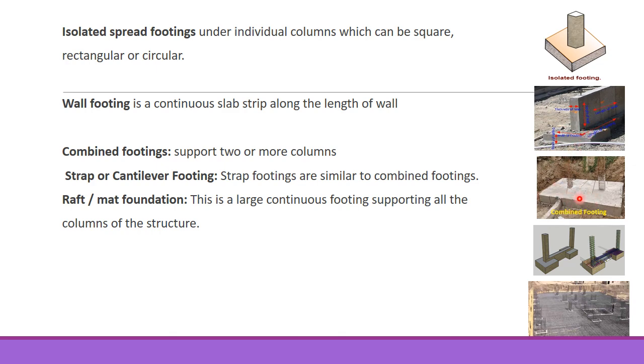Then combined footing. Normally the combined footing supports two or more columns. In this picture, this is a combined footing consisting of two circular columns. Next is strap or cantilever footing. This figure shows the strap or cantilever footing; strap footings are similar to the combined footing. This is a raft or mat foundation. This is a large continuous footing supporting all the columns of the structure. So this is isolated, this is wall footing, this is a combined footing, this is a strap footing, this is a raft or mat foundation.